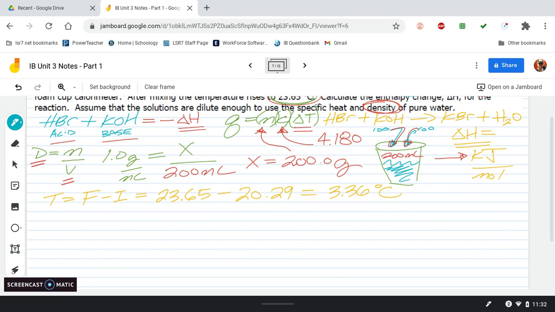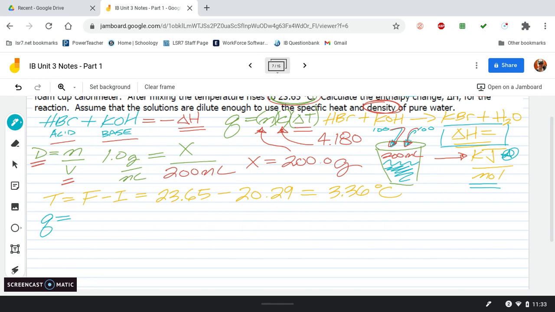So we can now plug this in and actually get a Q value. Now I want to stress that a Q value is not a delta H value. Delta H is not Q, but Q will give us this part right here. It'll give us the kilojoules, the heat part. We'll have to figure out the moles part in a minute.